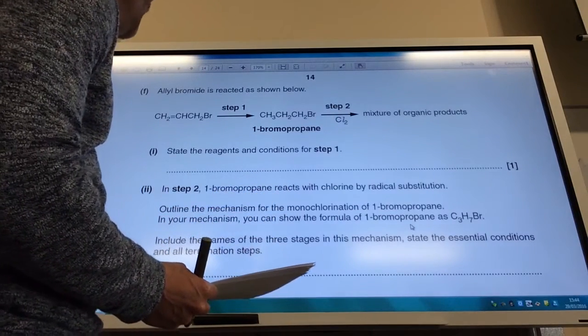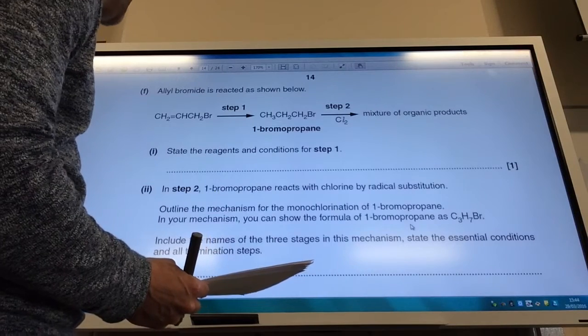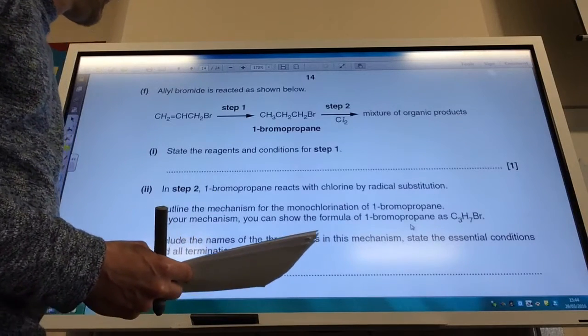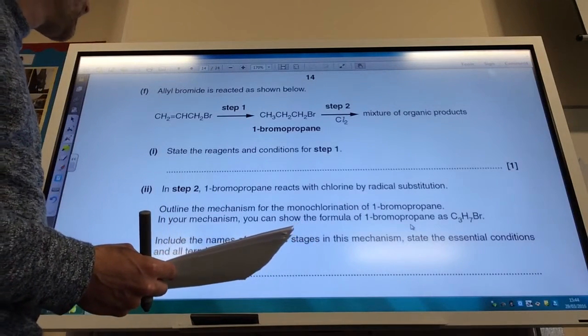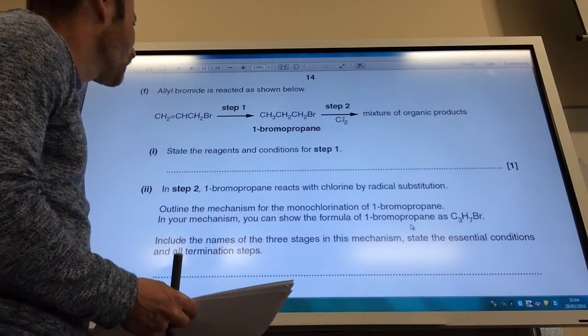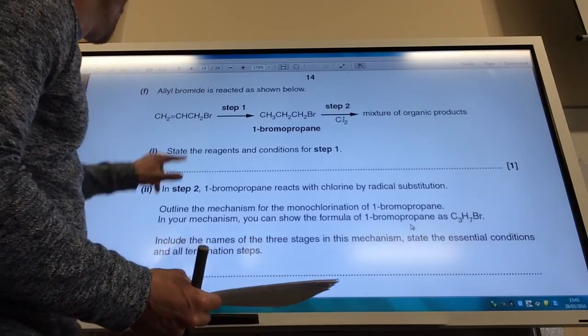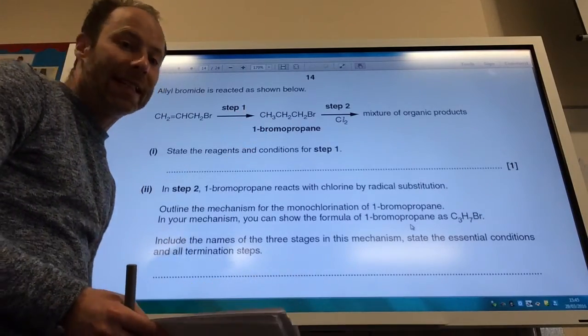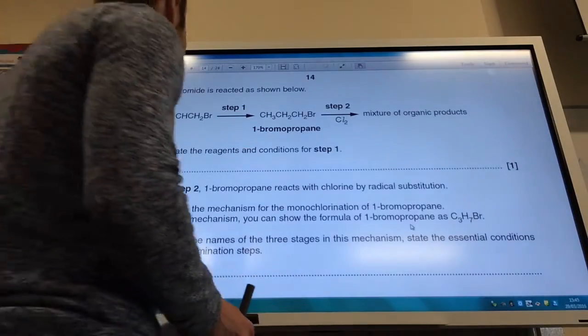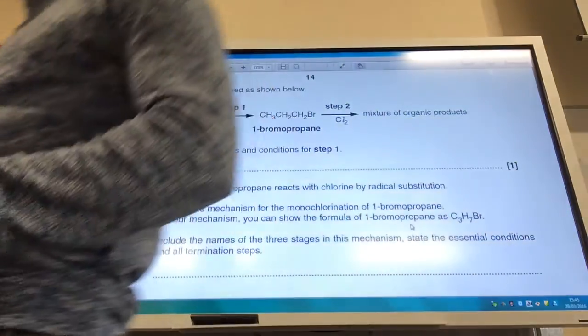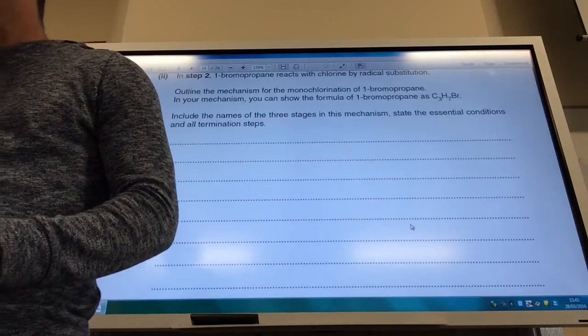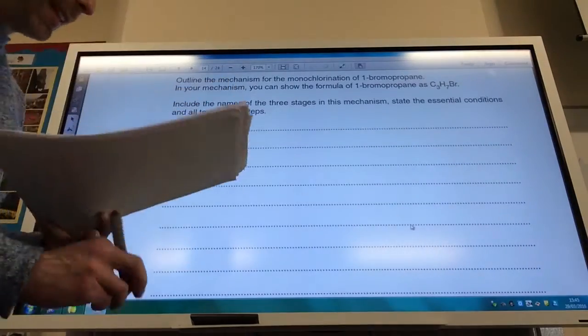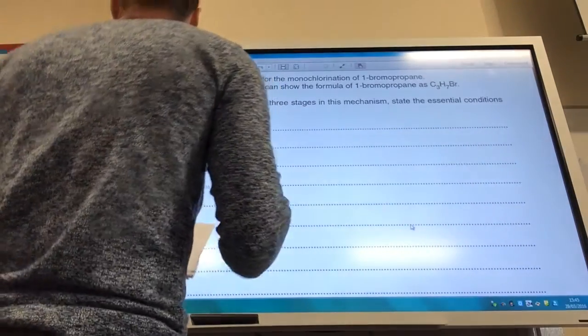We're now reacting through this sequence, a couple of steps. State the reagents and conditions for step 1. Well, I'm removing the double bond, adding hydrogen, so of course it's hydrogen with a nickel catalyst. In step 2, 1-bromopropane reacts with chlorine by free radical substitution. Outline that mechanism.